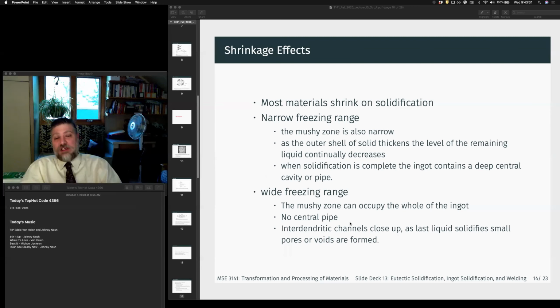If we have a wide freezing range, the mushy zone can occupy essentially most of the ingot, right? In that case, we don't end up with a central pipe. What happens is the interdendritic channels close up, and as the last liquid solidifies, we end up with pores or voids internally, right? So these types of defects are one of the reasons why castings are rolled or forged, right? Is we want to close up these defects, right?